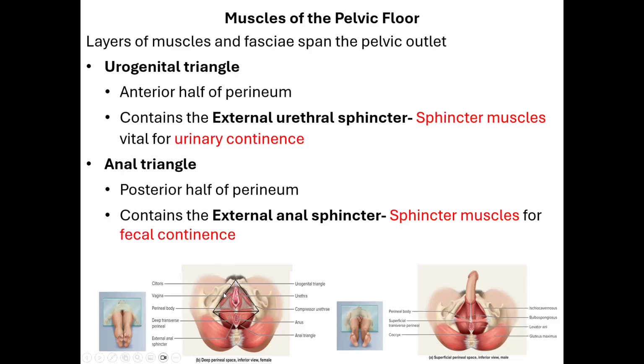Okay, so this is a female view, and you can see there is a sphincter here, and there's a sphincter here, and the same thing here in the males. There is a sphincter here, and there's a sphincter here. One sphincter in the urogenital triangle. What is that sphincter for? That is a sphincter muscle to control your urinary passage. And if you lose that, you'll have urinary incontinence.